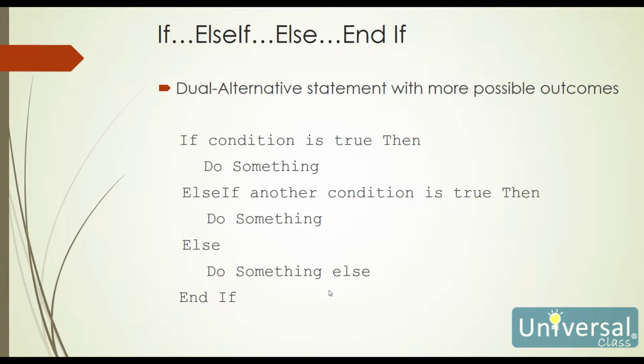We also have what's called an if, else if, and end if statement, or an if, else if statement for short. These are dual alternative statements with more than one possible outcome. So I can say if the condition is true, then we're going to do something. But if it's not true, then we're going to evaluate another condition. So if it's true, do this. But if it's not true, let's see if this one's true. And if it is, then we do this. And then we always end our if, else if statements with else. So this will run as a last case thing that happens.